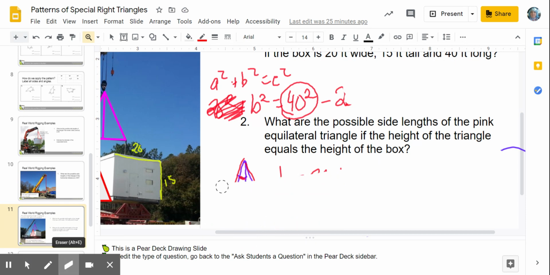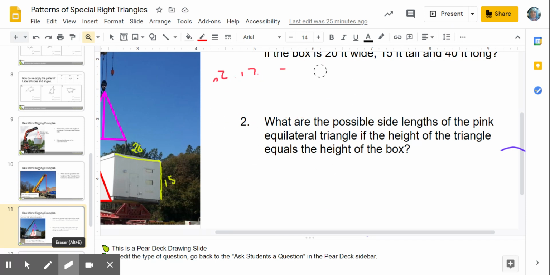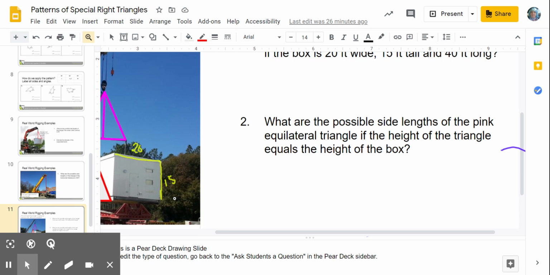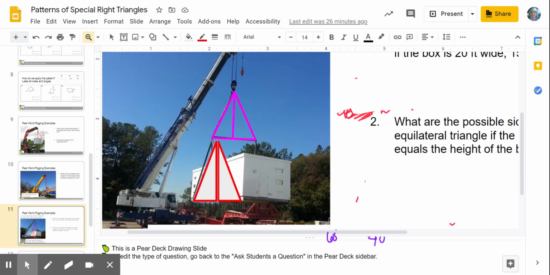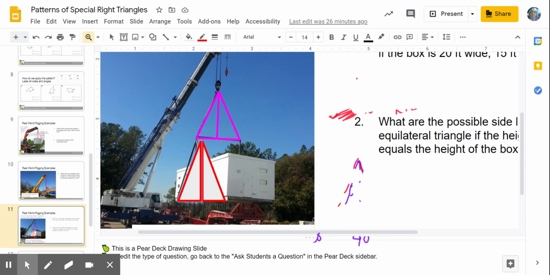I thought I erased that. I don't know why that came back. Yeah, I figured that was somehow what the eraser really does is just put the length right over it. Oh, really? Yeah. Oh, look at that, that's crazy.